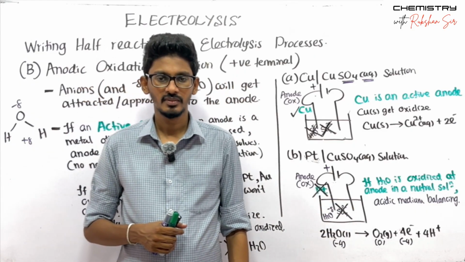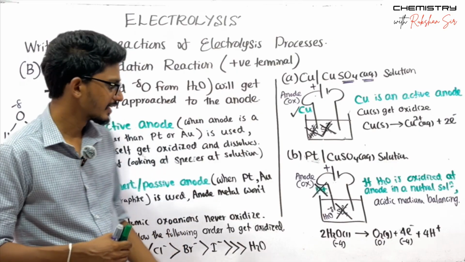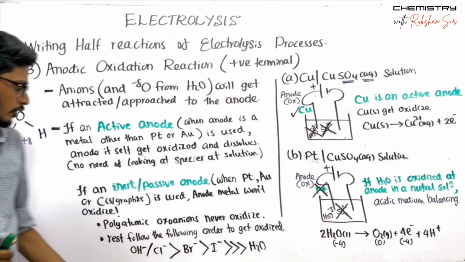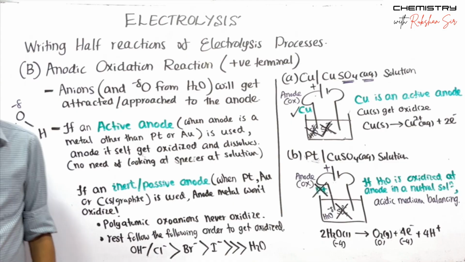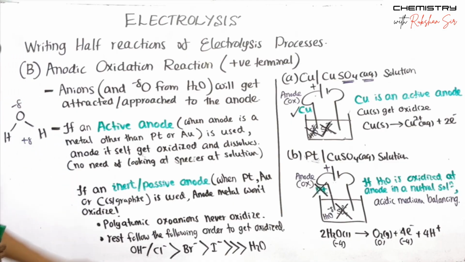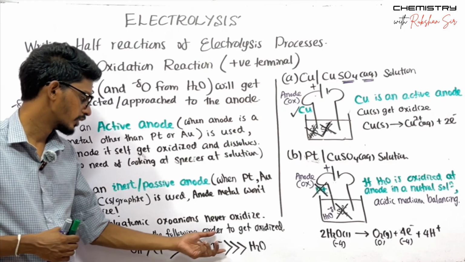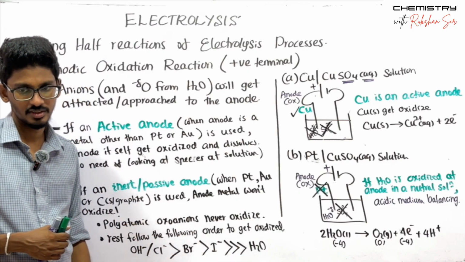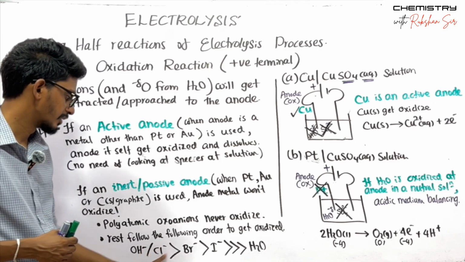Then we will consider this order to select which species will react first at the anode. First consider the negative ions other than the polyatomic oxyanions. Then if you do not have any negative ion, water has the chance. Right? Okay, they are OH minus, Cl minus, Br minus, I minus.